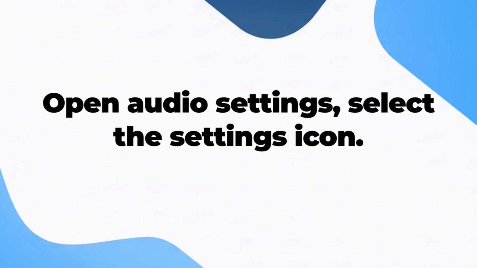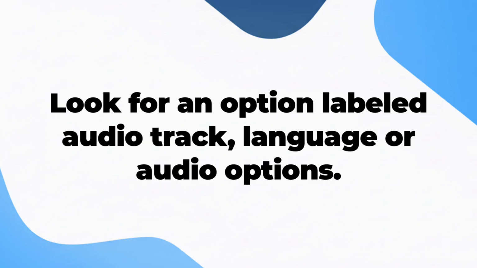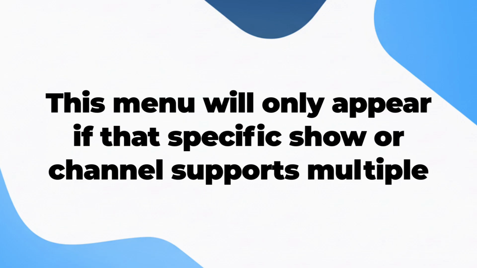Step 3. Open Audio Settings. Select the settings icon. Look for an option labeled Audio Track, Language, or Audio Options. This menu will only appear if that specific show or channel supports multiple audio languages.